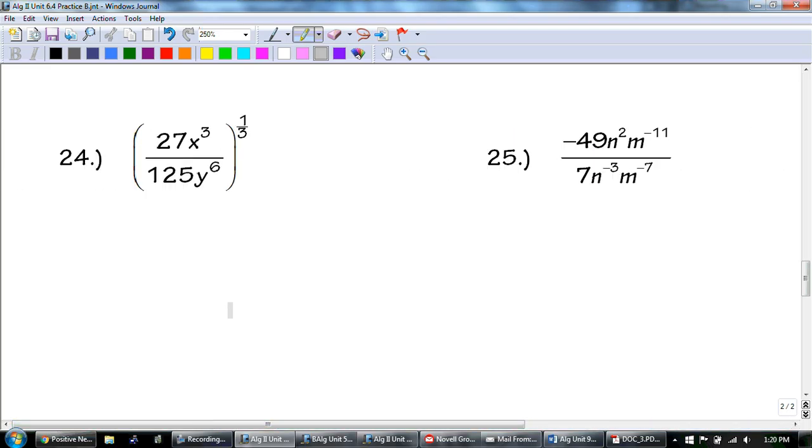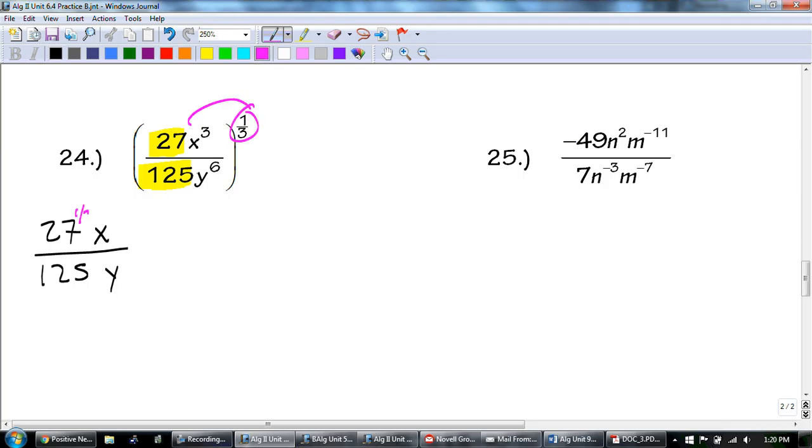All right, 24. I always want to check, can I simplify first? And we don't have calculators, but this one we can't. So I'm going to distribute to everything. So I have 27 x cubed, 125. Oh, sorry, it's not going to be cubed anymore because we're going to distribute.